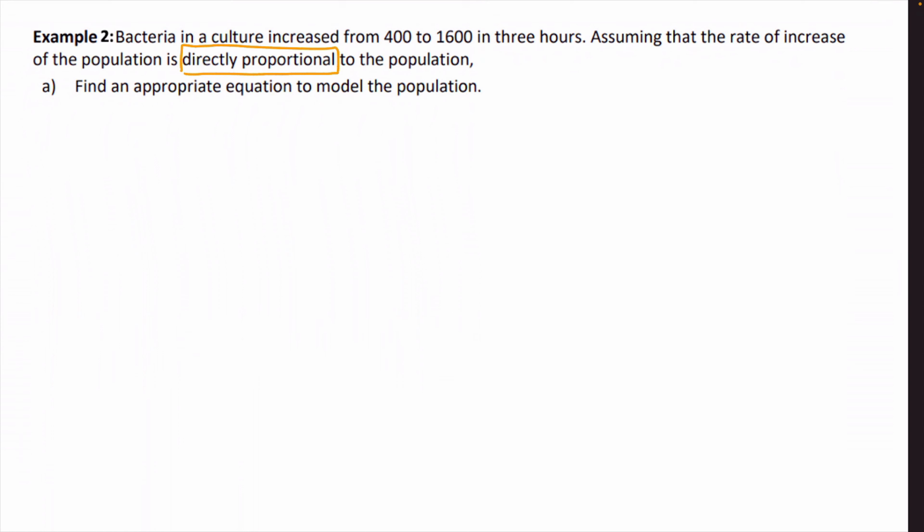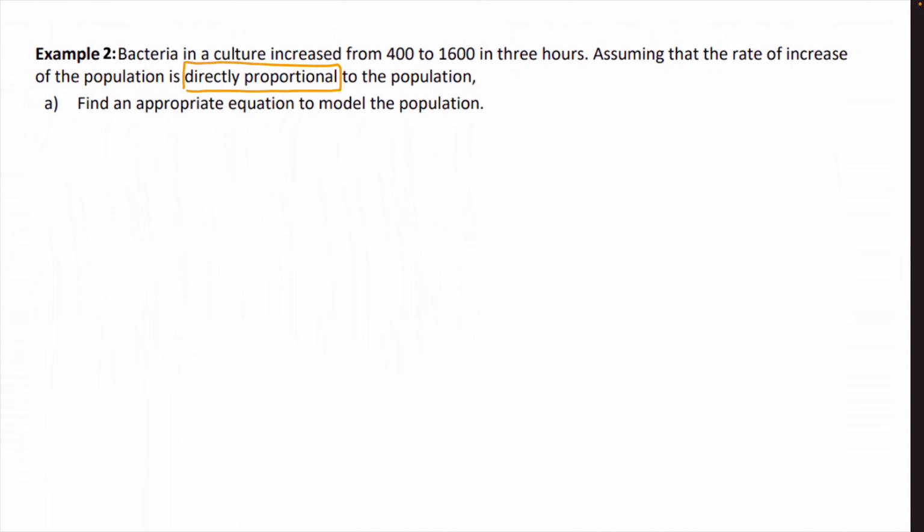So if you're on the test in a few weeks, not this week, but the next week when we take the test, and you're like, is this one exponential growth? Okay, well, does it say directly proportional? If it does, then it is. If it doesn't, it's something else. So that's kind of the key phrase to look for. And then find an appropriate equation. So it wants us to do what we did for the first problem.